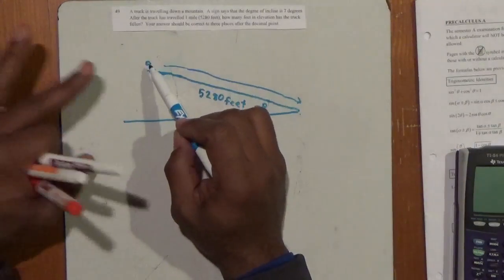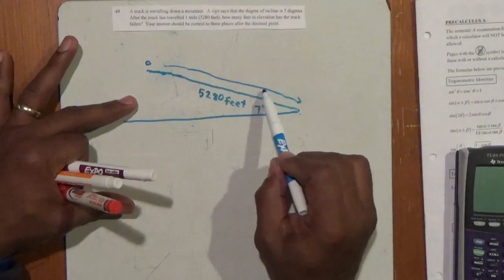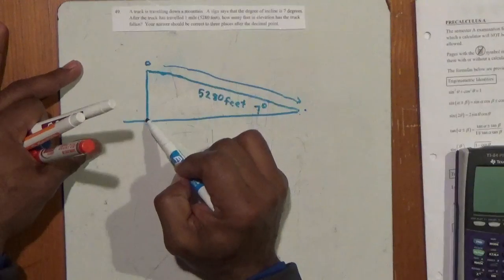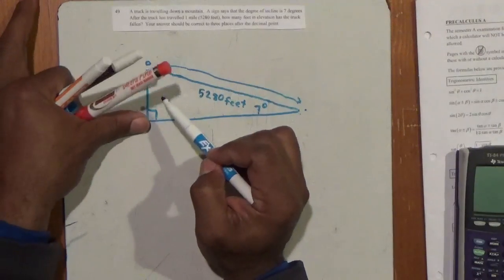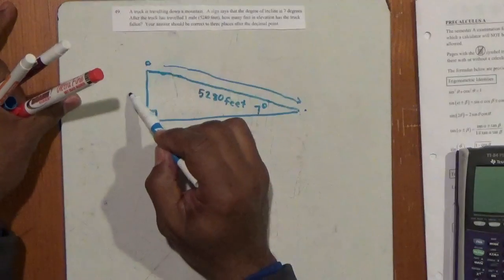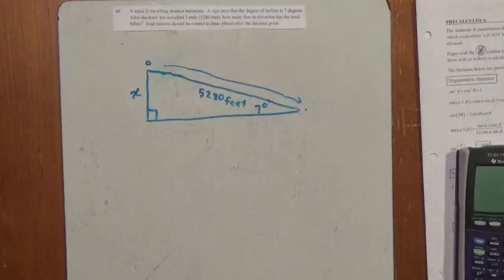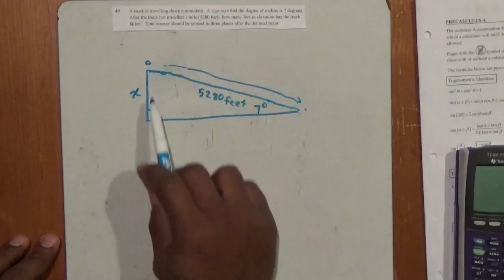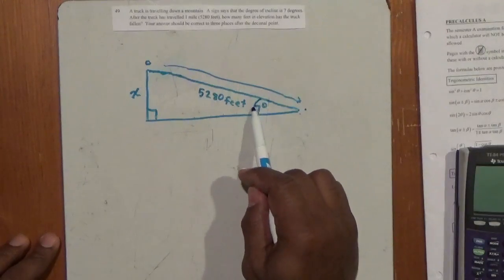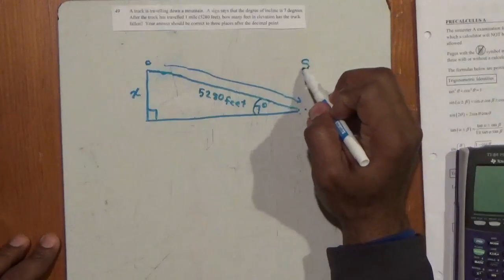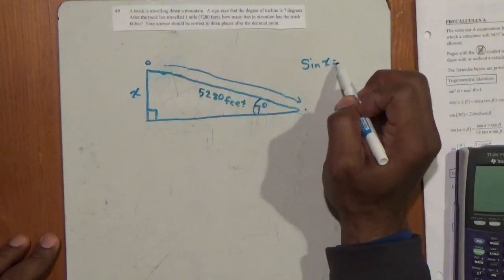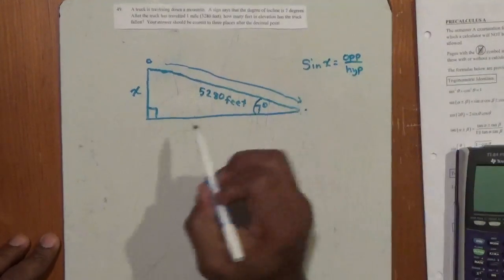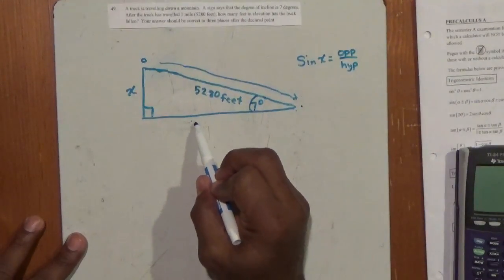So if the truck started this high and then it went down to here, what we want to know is, hey, right triangle, that distance. Now look at what you have. You have the hypotenuse, you're looking for the opposite, you know the angle. So what are we dealing with? It sounds like we're dealing with sine x is equal to opposite over hypotenuse. So we're going to say sine.